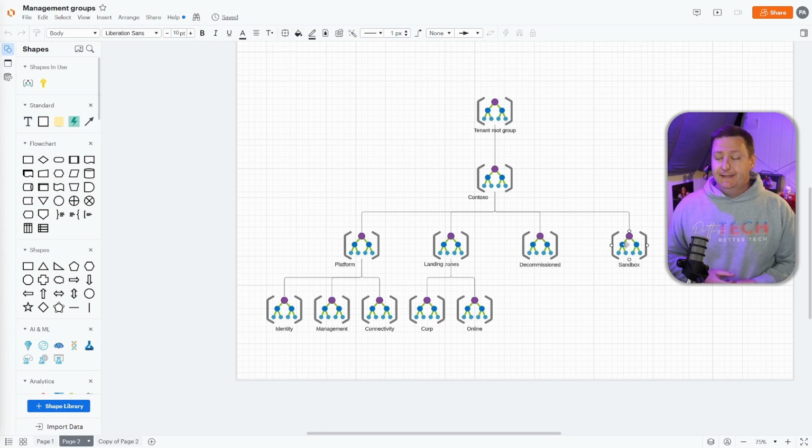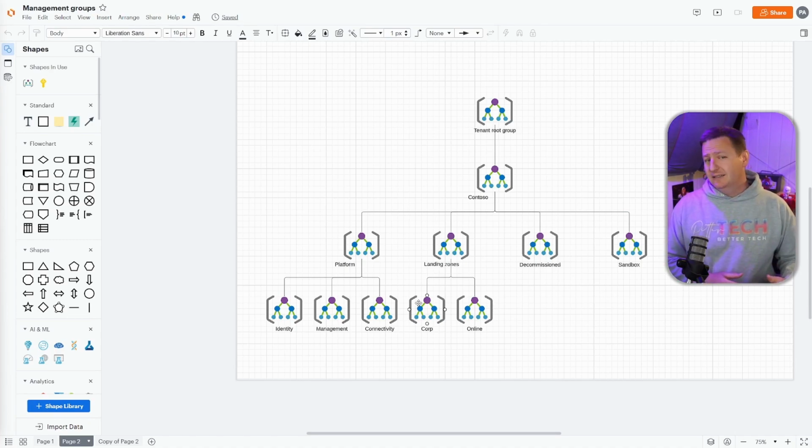And access-wise, I would assign access to a really few number of people on the top here on the tenant root group. For the Contoso, you probably don't need anyone to have specific access there, but then you could assign access to your identity people on the identity management group, or the networking guys could have access to the connectivity management group and the corp management group, just because that's where most of the networking is done, and so on and so on.